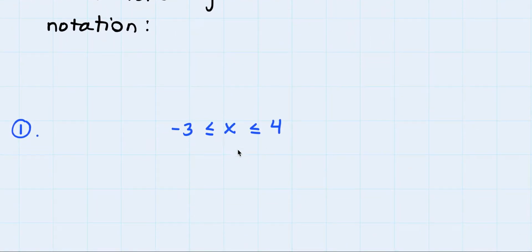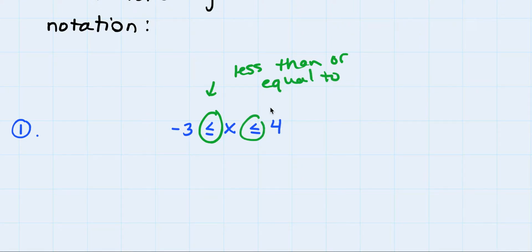Let's start with this first set. Here I have all the real numbers between -3 and 4. This inequality is less than or equal to. And this one is also less than or equal to. Notice that when we have equal to, that means we can be this number. And here I have an equal sign, so we can be this number. So anything between -3 and 4. How do we write this in interval notation?